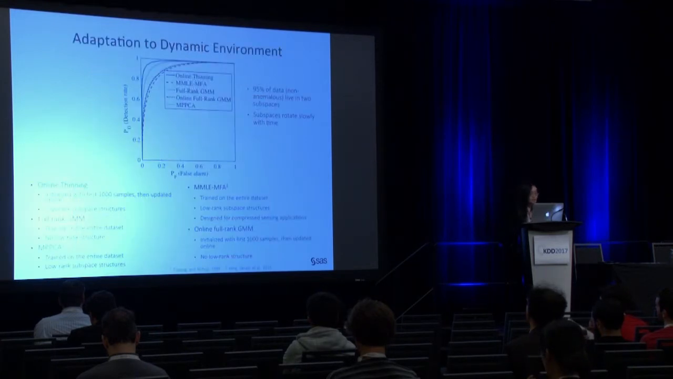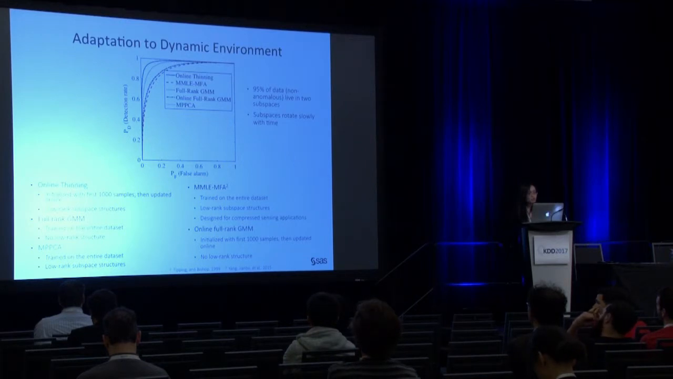So here I'll show some experiment results. Basically, this blue line is the ROC curve. This is synthetic data where we have 9,000 total data points streaming in. 95% of the data lives in two subspaces. Those two subspaces slowly rotate over time. And the blue line is the online thinning algorithm, where we use the union of subspaces technique and also have the merge and split of the mixture components.